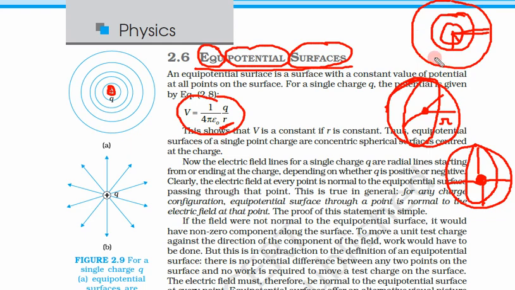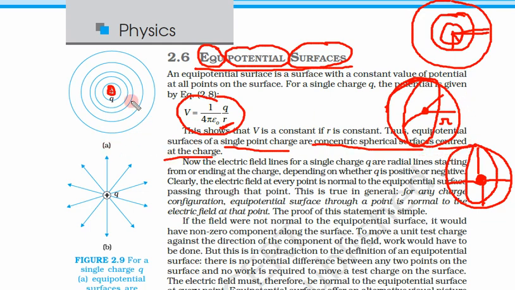And remember, this is in 3D. So potential remains same. And what do you call these type of circles which have the same center? Concentric circles. So that is written here. This shows V is constant if r is constant. Thus, equipotential surfaces of a single point charge are concentric spherical surfaces centered at the charge.